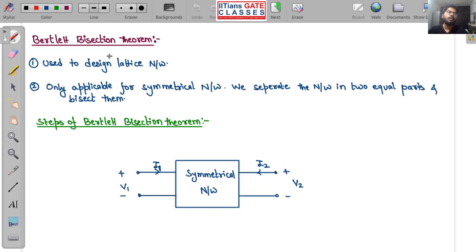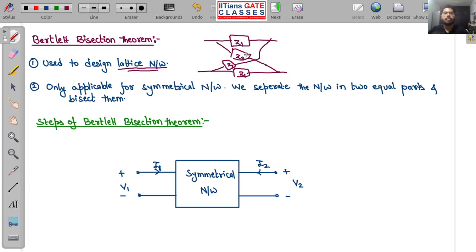Now there is something known as Bartlett bisection theorem. So this is very simple. Once or twice it has been asked in the ESE exam. So that is why I thought I will explain this one in a very simple way with the help of an example. So where is this theorem used? It is basically used to design a lattice network. Lattice network we have already seen. It was something like this. Okay, I have already discussed. In the previous slides we have seen.